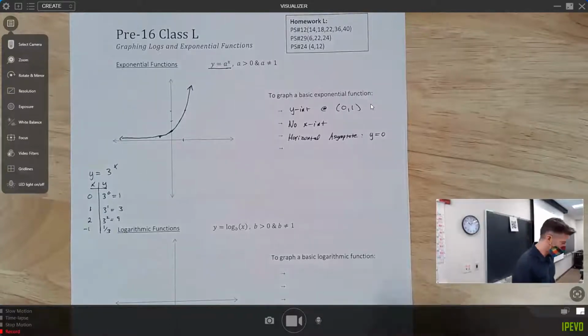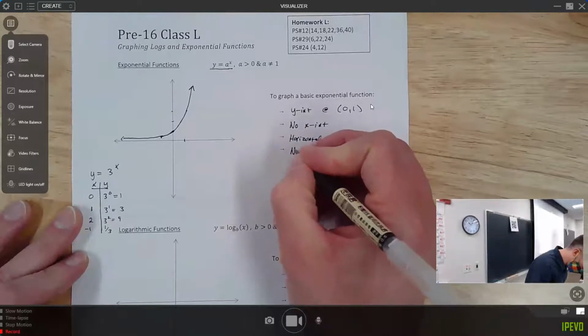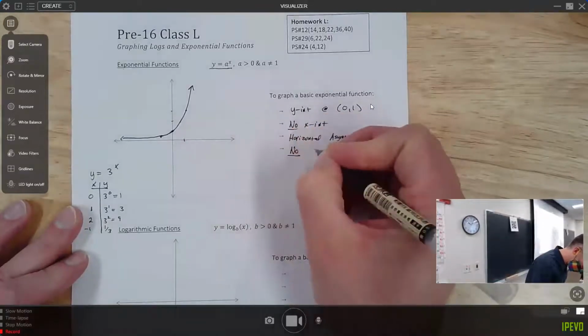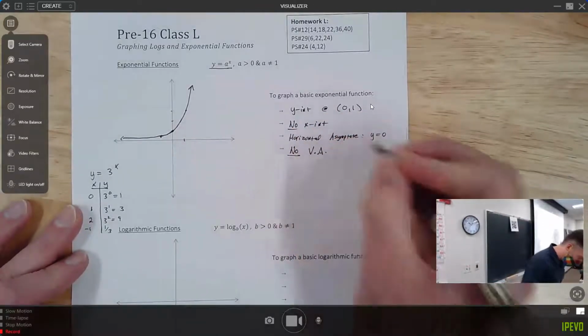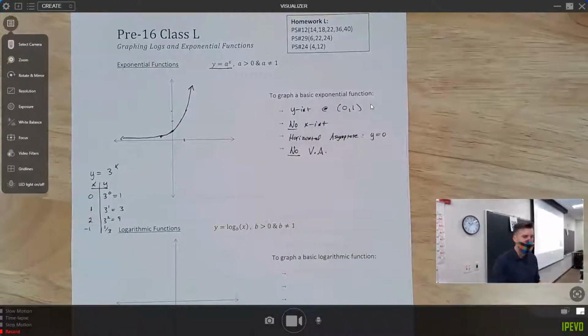And then lastly, there is no vertical asymptote. Sometimes when you graph these, it kind of looks like you might have a vertical asymptote because it's getting very, very steep. We don't have a vertical asymptote because to have a vertical asymptote, you have to have a place where the function is undefined. And this function is never undefined. You can always pick any value of x you want and plug it in. You just get a very, very large y output.